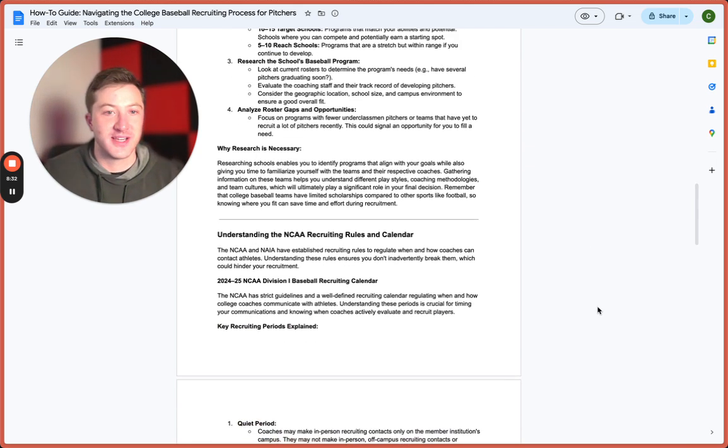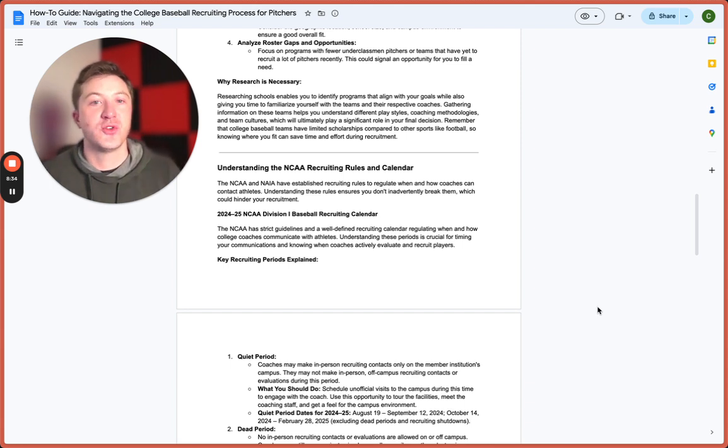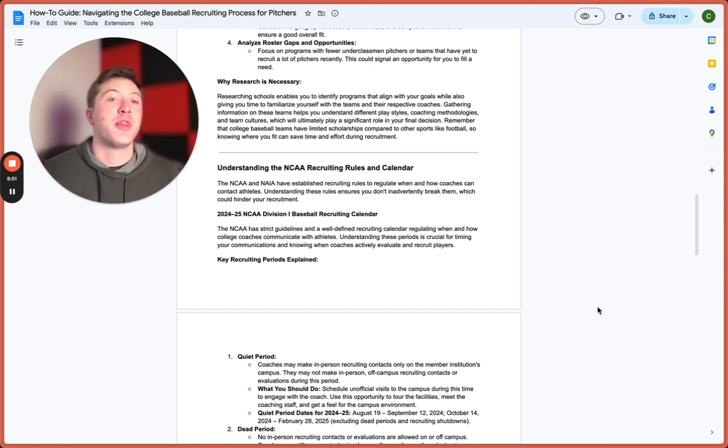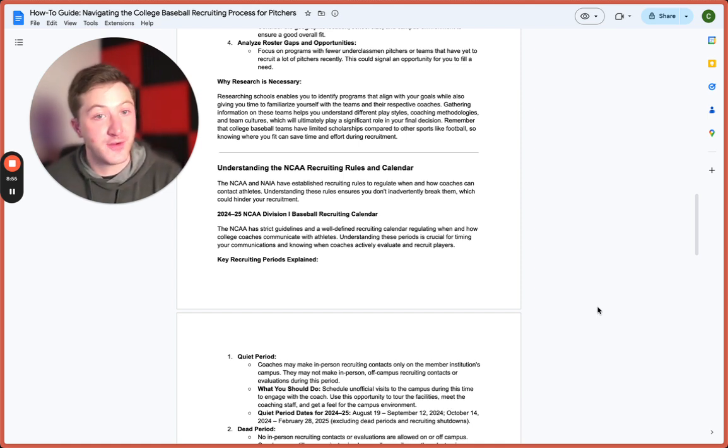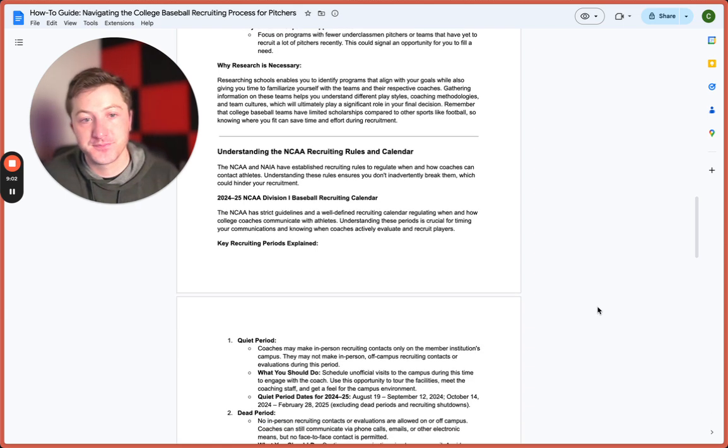So why is research necessary? Researching schools enables you to identify programs that align with your goals while also giving you time to familiarize yourself with teams and respective coaches. Gathering information on these teams will help you understand different play styles, coach methodologies, and team cultures, which will ultimately play a significant role in your final decision. Remember that college baseball teams have limited scholarship opportunities compared to other sports like football with much larger roster sizes. So knowing where you fit can save you time and effort during the recruiting process.